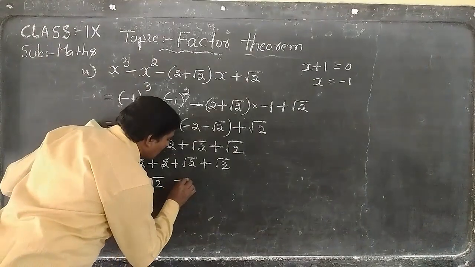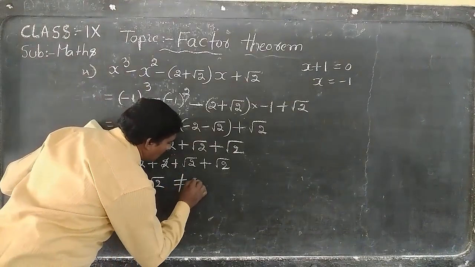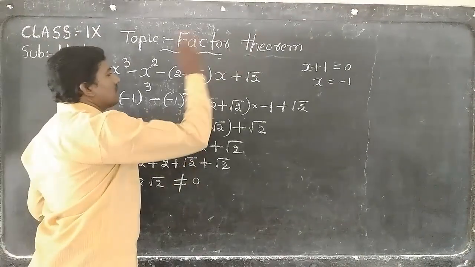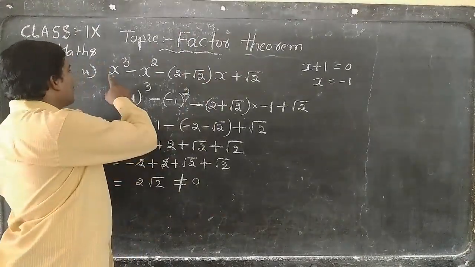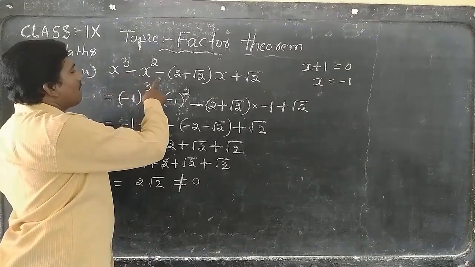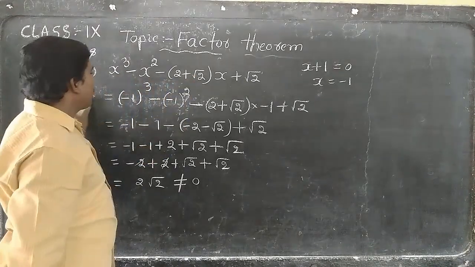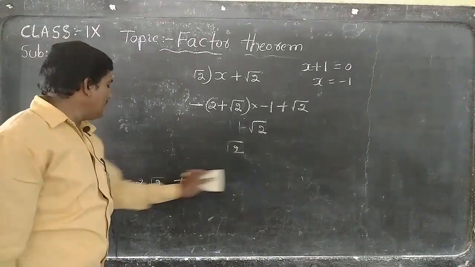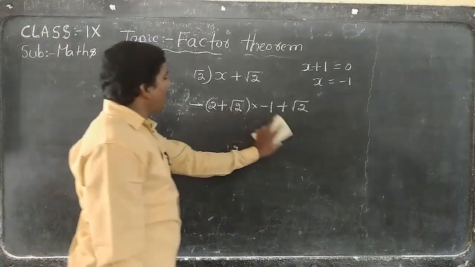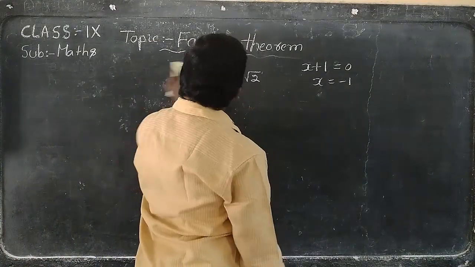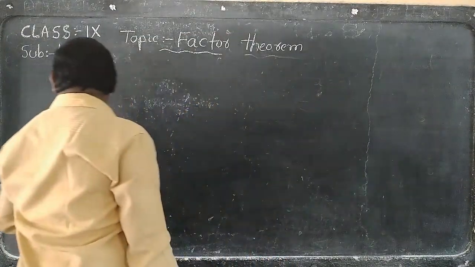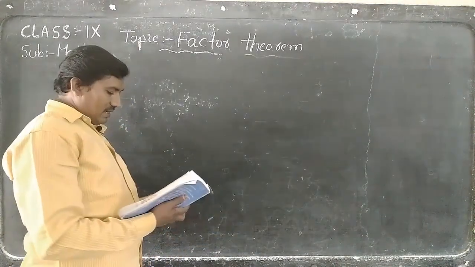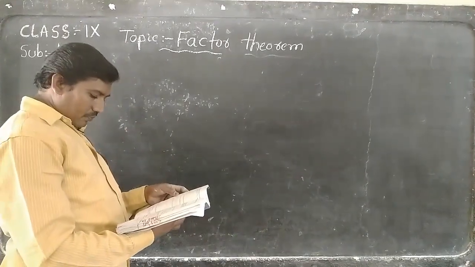2 root 2 is not equal to 0. So x minus 1 is not a factor of x cube minus x square minus 2 root 2 x plus root 2. Maybe if this is a factor, we will get 0. Other than 0, any other number coming means that is not a factor.